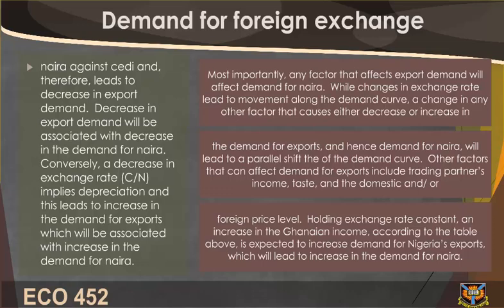A change in any other factor that causes either decrease or increase in the demand for export, and hence demand for Naira, will lead to a parallel shift of the demand curve. Other factors that can affect demand for export include trading partners' income, taste, and the domestic and or foreign price level. Holding exchange rate constant, an increase in the Ghanaian income, according to the table above, is expected to increase demand for Naira's export, which will lead to increase in the demand for Naira.